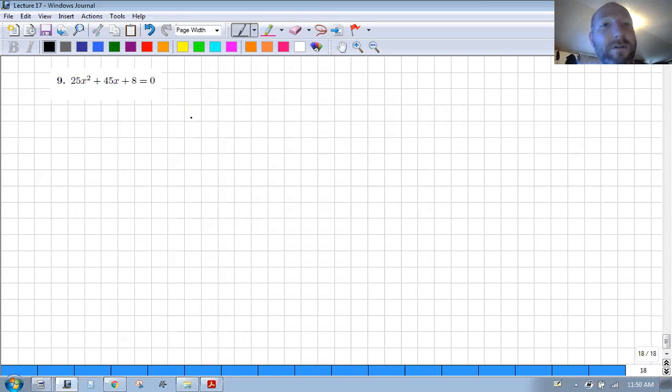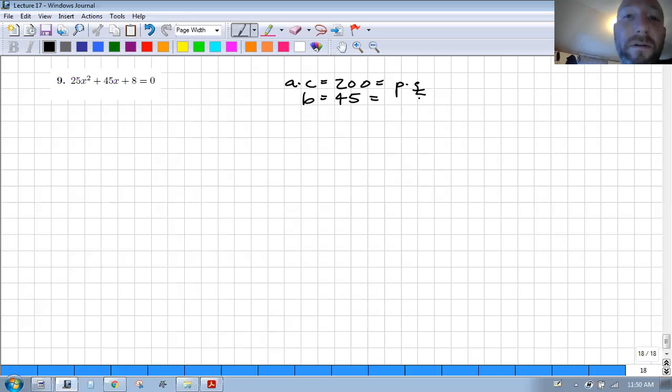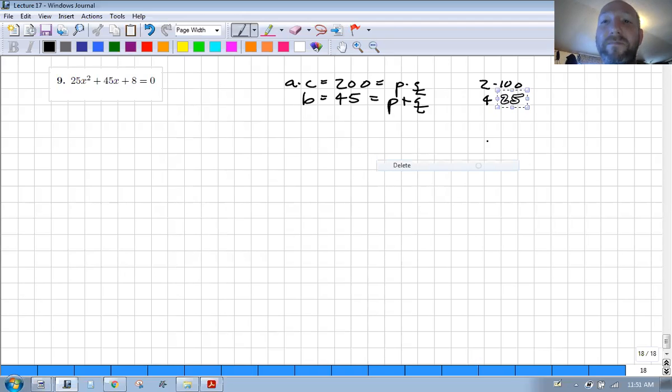All right, this is standard quadratic. If we're gonna factor this, I don't think there's any number I can divide out of all of these. So let's just go with our A times C here. 8 times 25 is 200. And B is 45. So we need two numbers that add to give us 45, but multiply to give us 200. Let's see, 200 is what? 2 times 100, or 4 times 25. No, not 4 times 20. It'll be 4 times 50.